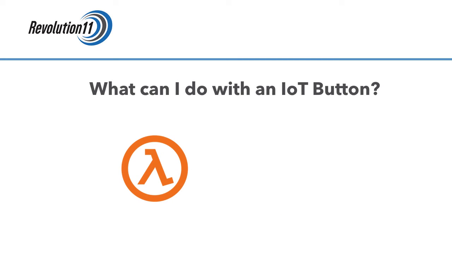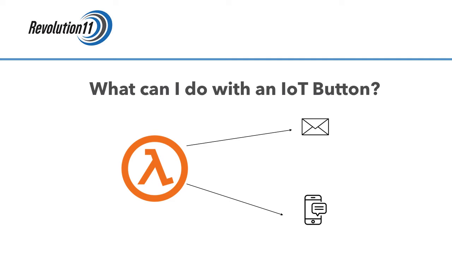So what can I do with a button? Your serverless app can run a simple task like sending an email or an SMS, and these apps are actually included with the AWS button applications. Or you can create a serverless app with a more extensive workflow.